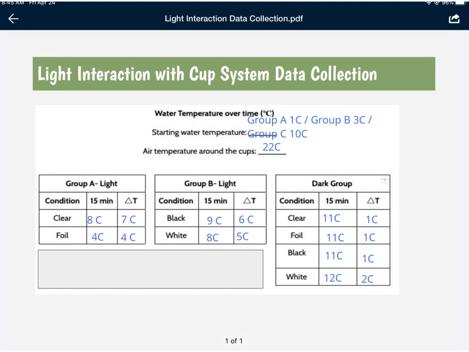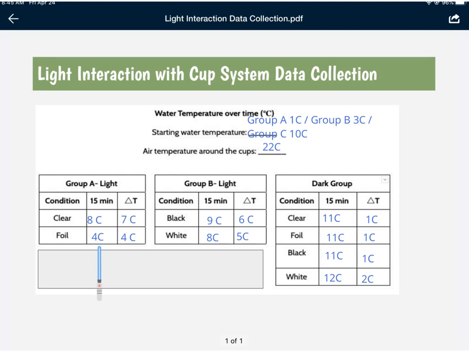Okay, so what we're going to be doing is, first of all, taking a look at this data and trying to get a better understanding of what it tells us about each experiment. In the Group A experiment, we compared the clear regular cup to the foil wrapped regular cup. And you can see after 15 minutes, the clear cup heated up to 8 degrees Celsius and the foil cup heated up to 4 degrees Celsius.